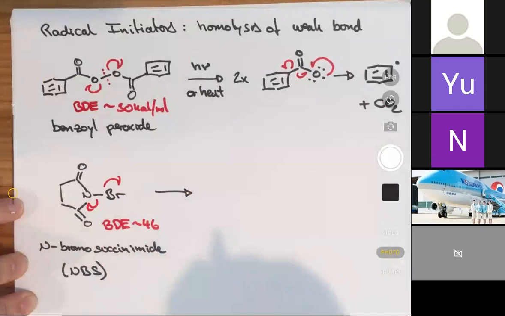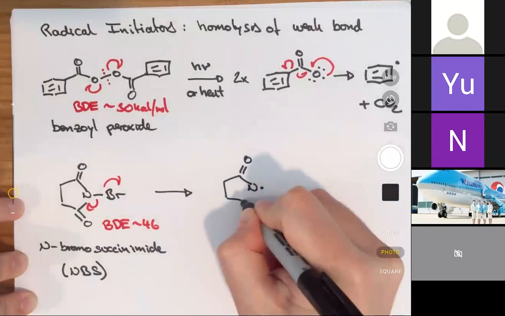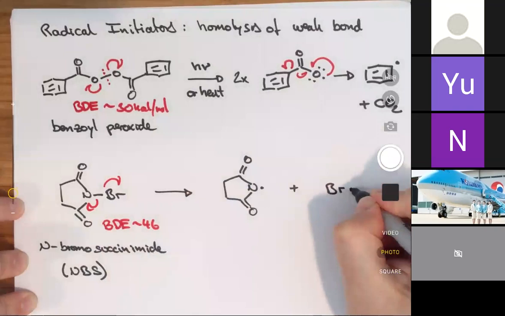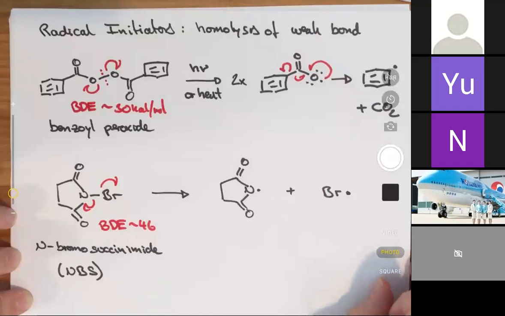So generate this stabilized radical plus Br as the free species. And usually this is hot enough to initiate the radical bromination, for example. Now, the last one that we want to introduce looks a little bit more exotic. And this is azo bis isobutyronitrile.